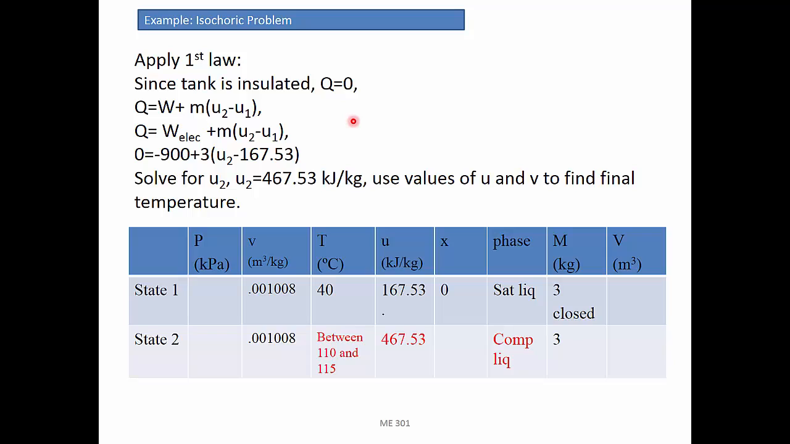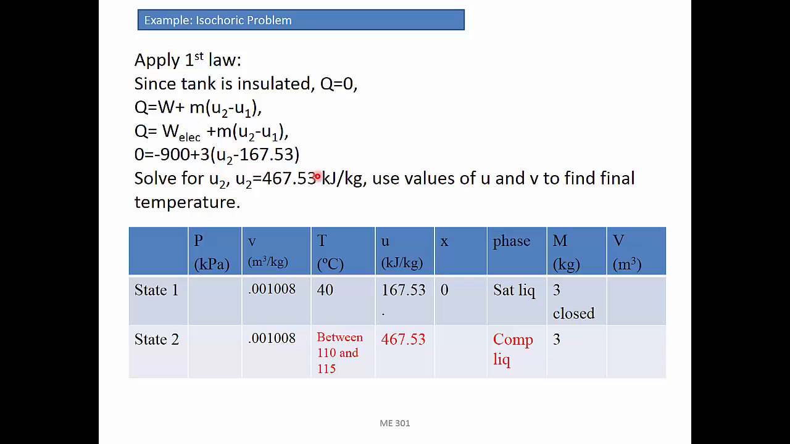We're ready to apply the first law. Since my tank is insulated, Q is equal to 0. Plugging in what we found into the first law, Q equal to work plus changes in internal energy. The only work we have available is electrical work, which is equal to minus 900. Mass is 3, as you can identify from the table. We do not know what U2 is, but we will know what U1 is right here. What's in red are what we can then find.